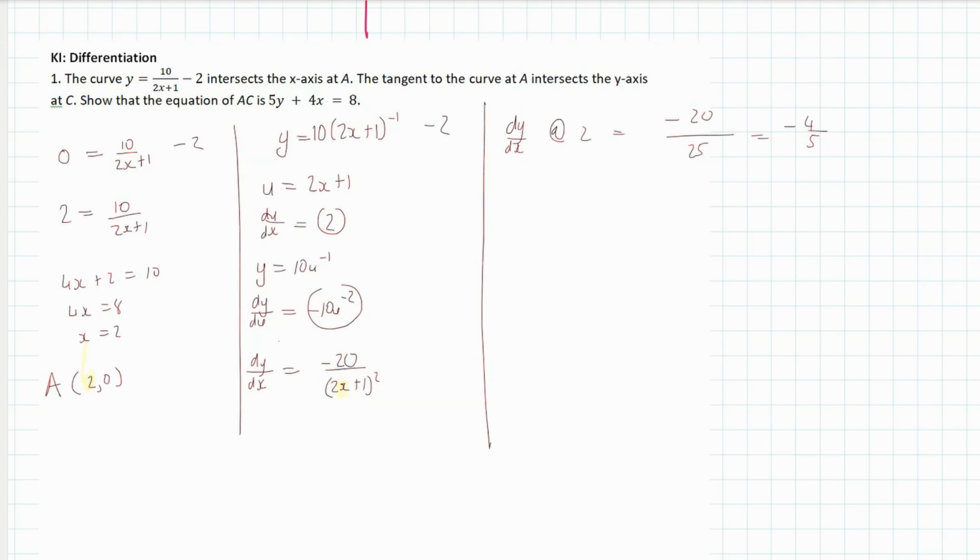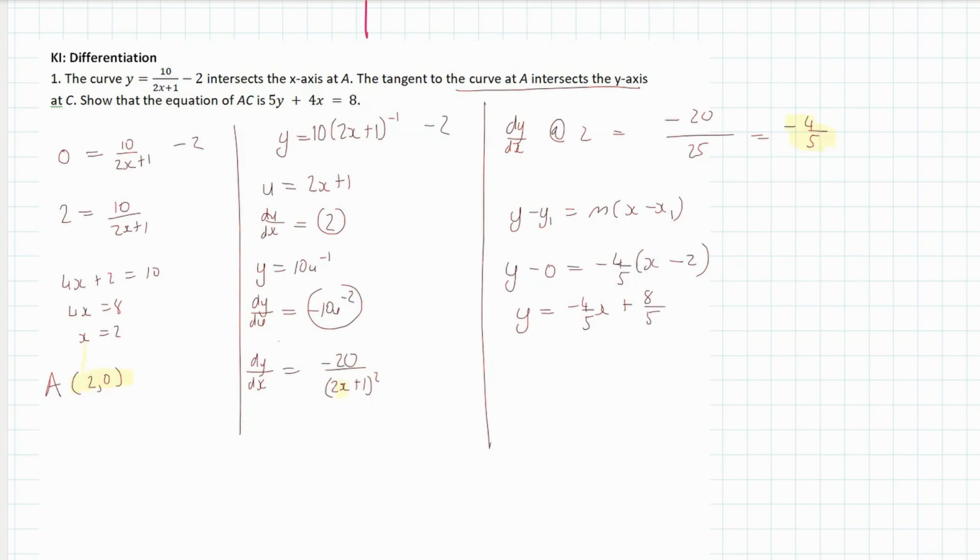And now we can find where this tangent intersects the y-axis. So we're going to go y minus y1 equals m into x minus x1. And we're going to use A and the gradient that we've got. So y minus 0 equals negative 4/5 into x minus 2. So we get y equals negative 4/5 x plus 8 over 5.